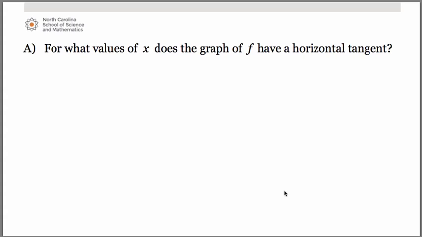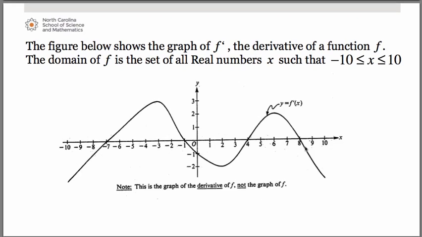The first thing we were asked to do is to determine the values of x for which the graph of the original function f is going to have horizontal tangents. Now, as we write up this answer, there definitely are certain things that we look for when we grade the AP exam. So that's what we'll be focusing on here. We want to know where the original function f has a horizontal tangent. So let's go back to the graph. Remember, once again, you are looking at the graph of the derivative.